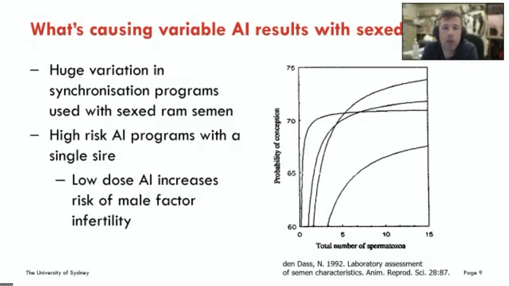And I would suggest that perhaps what is occurring is that there are some AI sires which aren't well adapted to this low dose insemination. So it may be because they're undergoing low dose AI rather than the sexing process itself, which is causing that program to have a poor result.